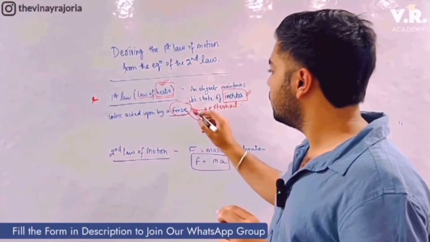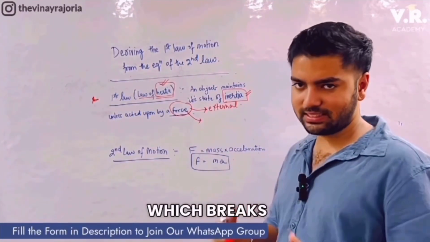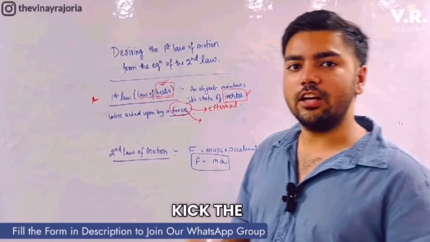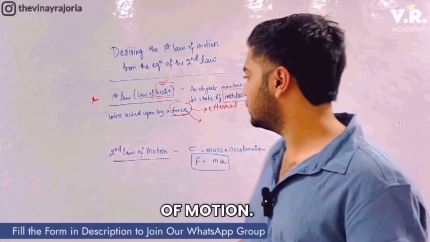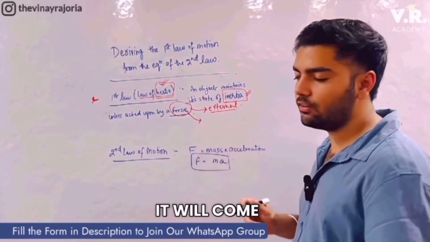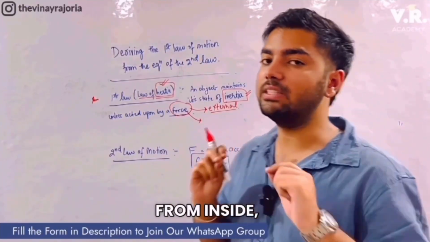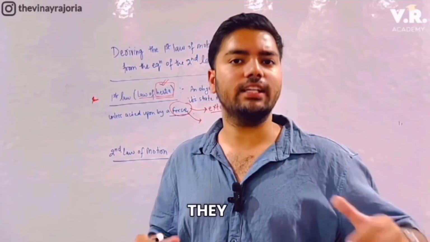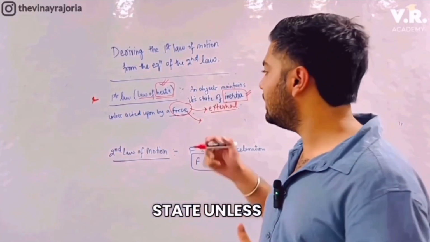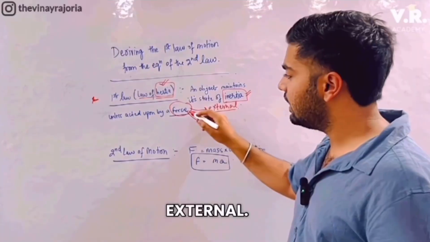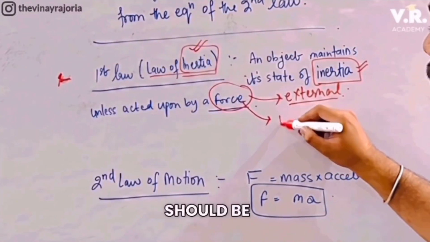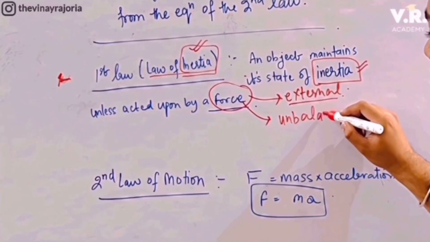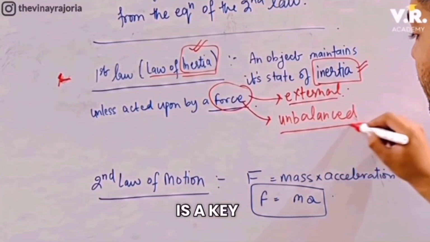So the force which breaks the inertia, which breaks the laziness, which is like the kick the object needs to get out of its state of motion, must be external. It will come from outside the object and never from inside, because we see all around us that objects, in whichever state they are in, continue to stay in that state unless acted upon by a force which is external. And the second one, the force should be unbalanced. Unbalanced force again is a key concept.